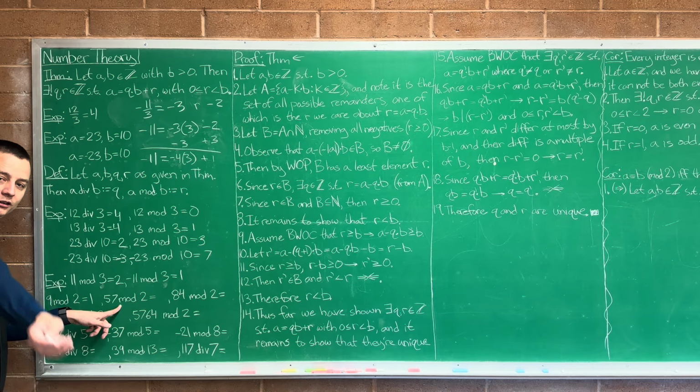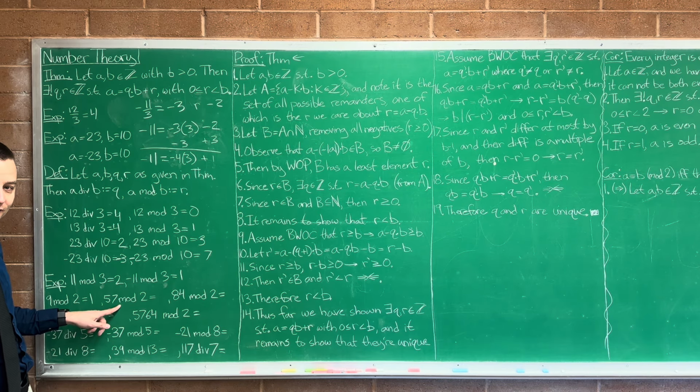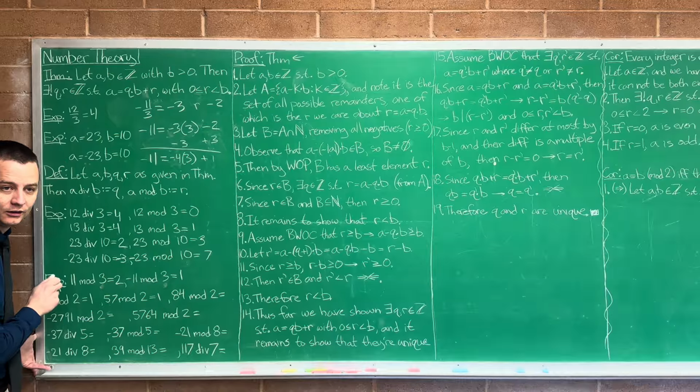Okay, 57 mod 2. Take your time. Remember, you just care about the remainder. You don't care about the quotient. It's 28. It's the remainder. Oh, I see. 1. And we only care about the remainder. So, yeah, 28, remainder 1. We just care about the remainder, so the remainder was 1.